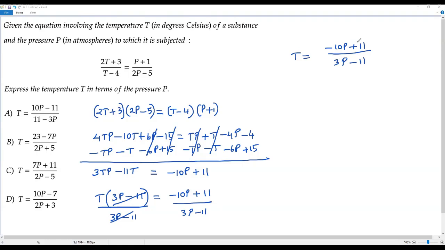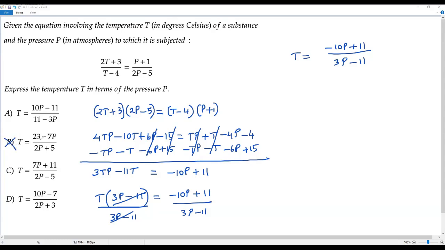Okay, here when I look at the expression in the numerator on the right side, we have negative 10P + 11. So the term which contains P has a negative sign. Actually, we have solved for T in terms of P. Now, when I go over the four answer choices, only in answer choice B does the term which contains P have a negative sign. But here in our answer, we have negative 10P, but there we have negative 7P. So there is no chance for option B to be the answer for the above question. So we can reject option B.